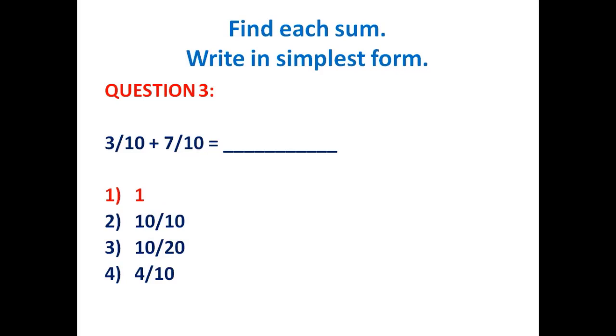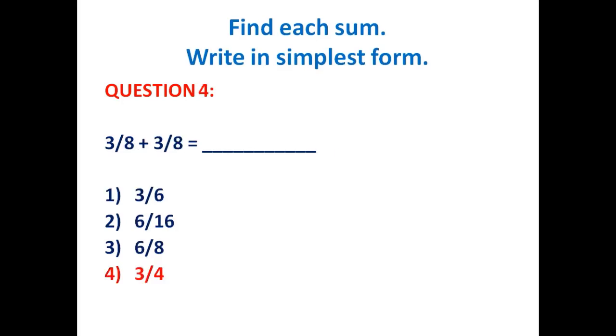Next question is 3. 3 upon 10 plus 7 upon 10. You have to add these two fractions. First answer is 1. Second answer is 10 upon 10. Third, 10 upon 20. And the last one is 4 upon 10. When you will add this, you will get 10 upon 10. Both are in the table of 10. You will divide them by 10. You will get the correct answer, 1. You will write 1 in the given place.